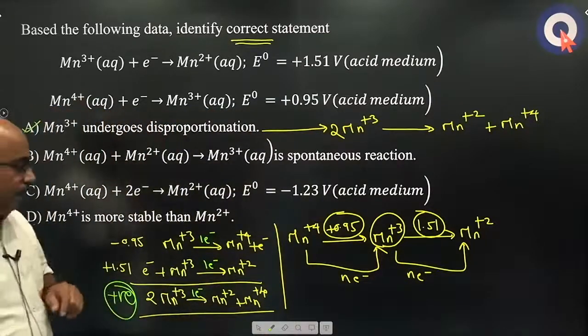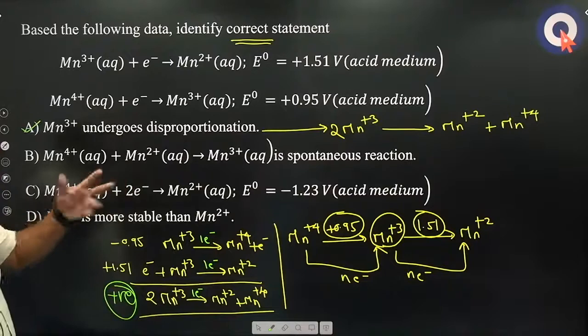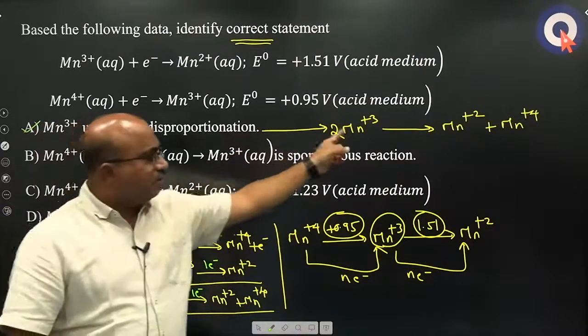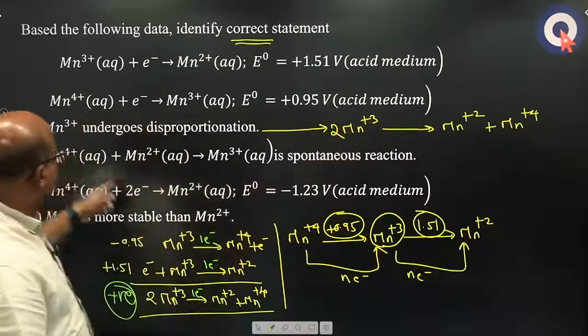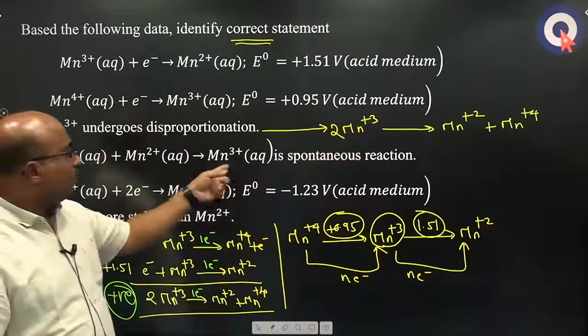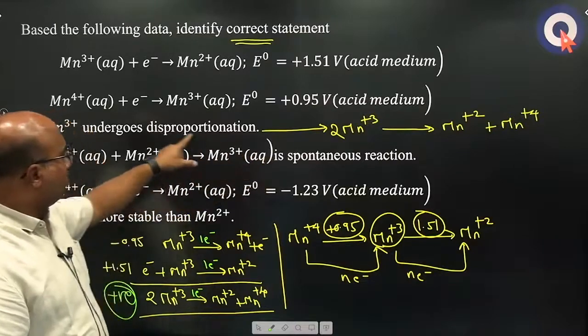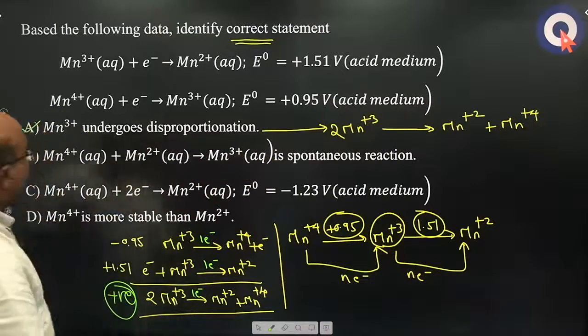Done? Now, is there anything else? Maybe it's a spontaneous reaction? No, because we already said this is spontaneous. So Mn plus 4 converting into Mn plus 3, or Mn plus 2 converting into Mn plus 3, is the reverse reaction of disproportionation. So this is not possible.